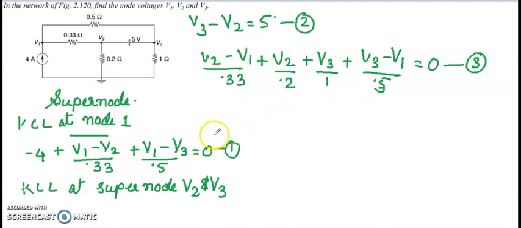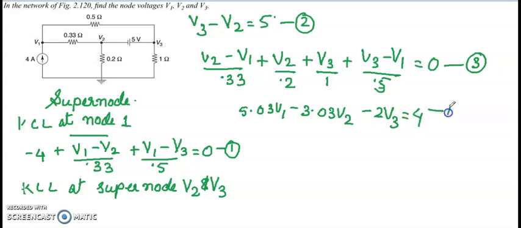Equation 1 can be rearranged as 5.03 V1 minus 0.03 V2 minus 2 V3 is equal to 4. That is equation number 1 rearranged. Equation number 2 is minus V2 plus V3 is equal to 5. This is equation number 2.